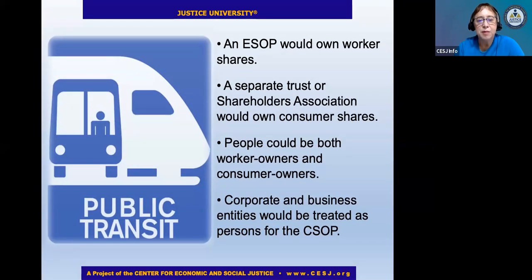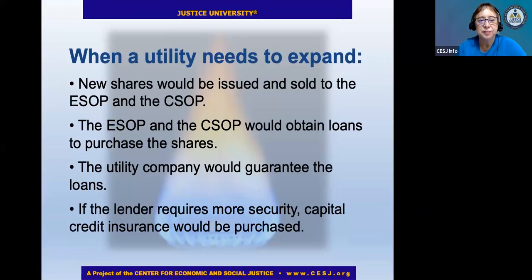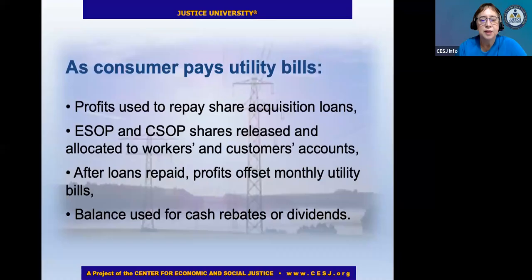So these are different combinations of how ESOPs and CSOPs could be designed to cover employees and cover customers. And again, the new shares would be issued and sold to either the ESOP trust or the CSOP trust. Okay. And the source of repayment of loans are what the customers pay in their monthly utility bills or regular riders on a metro system. And the residual would generally be considered a rebate.